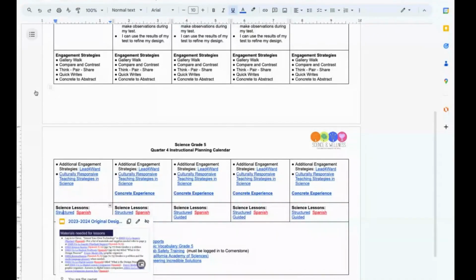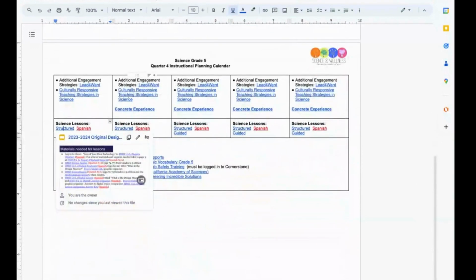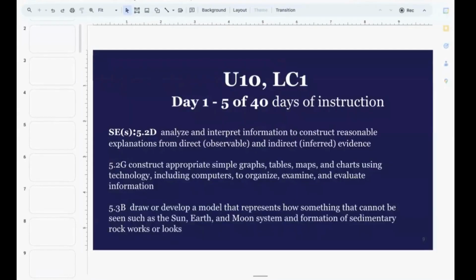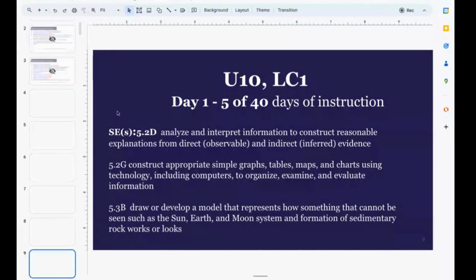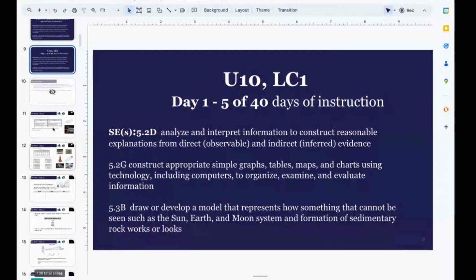Also, we have made available the IPC for quarter 4, week 1. Within the IPC, you will find the structured lessons, which also provide 40 days of instruction. A different setup that we have done for these structured lessons is that we have combined days within the embedded slides. So we have days 1 through 5 within the first few slides.